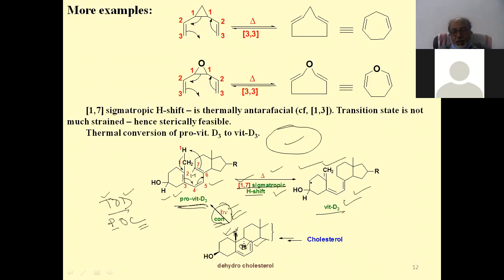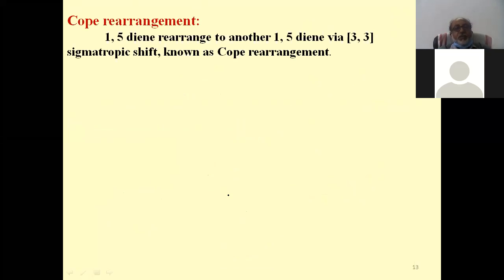It happens to be a 1,7 sigmatropic shift, but we know a 1,7 sigmatropic shift has to be photochemical, but here it takes place thermally because the shift is less strained. So that is the reason. I think you got it. If you can see it, you can understand. There is nothing difficult. Let us come to the next one.